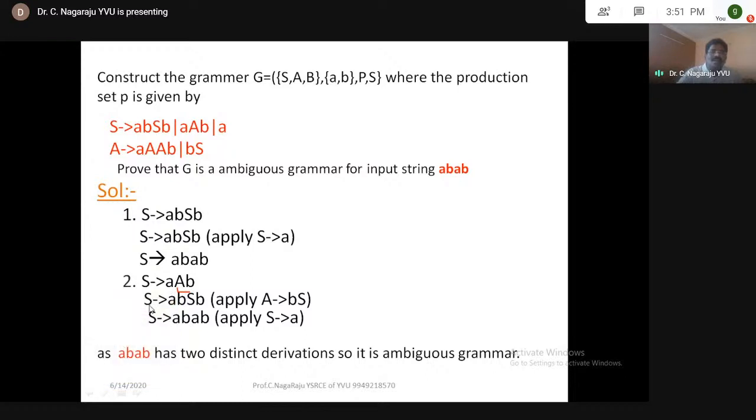After that, the string will come like this: a, b, S, b, a, b, S, b, S. Again, apply A for bS. Our next S is replaced with a, and then we can get abab. So that means for the given input string, there are two productions, so two syntax trees are available. That's why we can say that it is an ambiguous grammar. For this production, we generate one tree, and for this production, we can generate another tree. So I have understood that it is an ambiguous grammar.